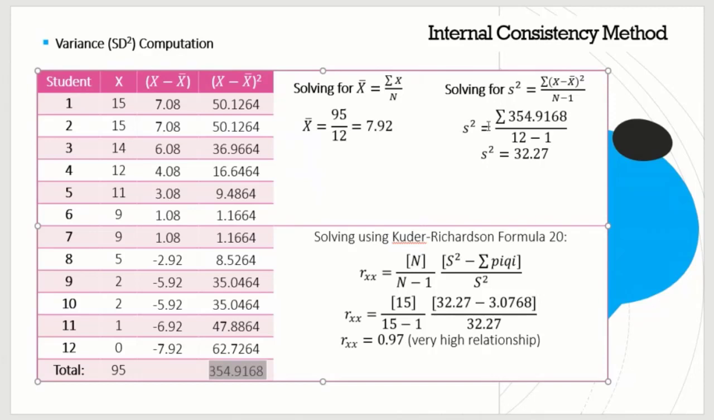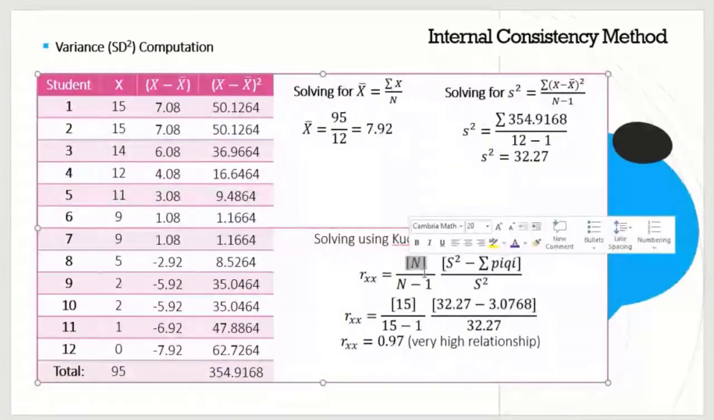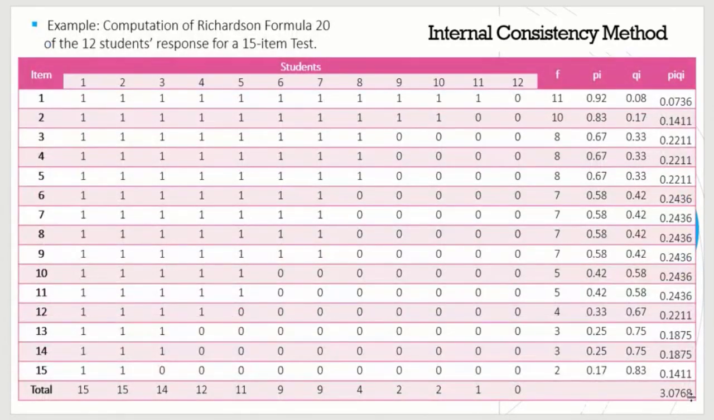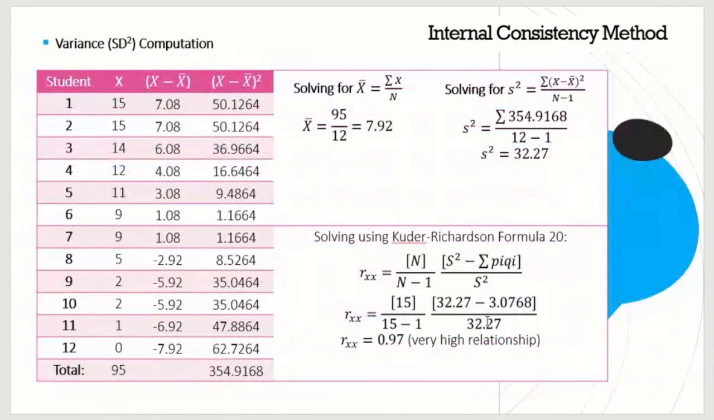Now that we have all of these things talaga, grabe na to. This time, we are now going to use all of those values onto the Kuder-Richardson Formula 20. So, alam natin ang n. Ang n ay 12. Ang n minus 1 ay 11. Ang ating variance or S square is 32.27. Ang summation ng PIQI ay 3.0768. And then, wala nang iba, yun lang. And then we have this formula now.